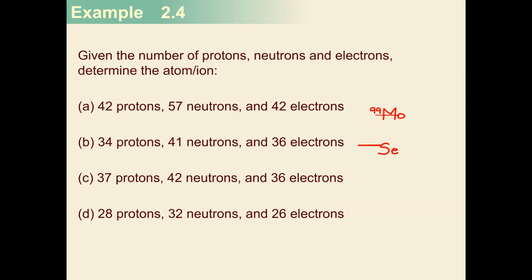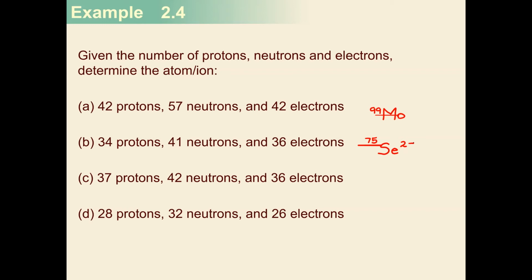If I go and put in my subatomic particles, I'm going to take the sum. So that would be a total of 75. But now I have to put the charge in to let us know that I have the ion and not the neutral atom. So because I have 2 more electrons, this would be 2-. This is the selenide 2- ion.